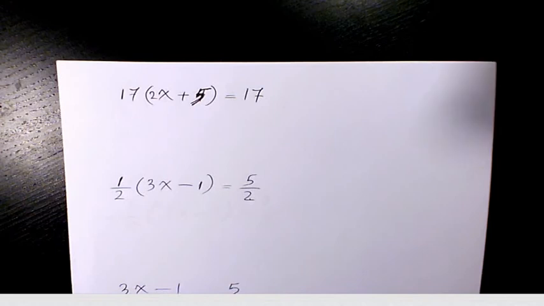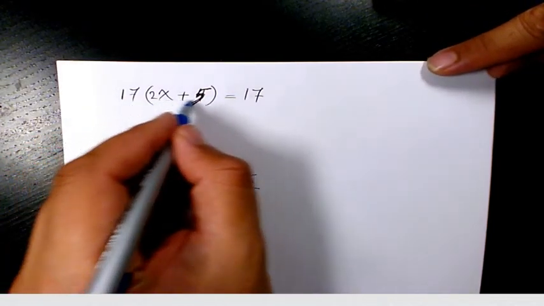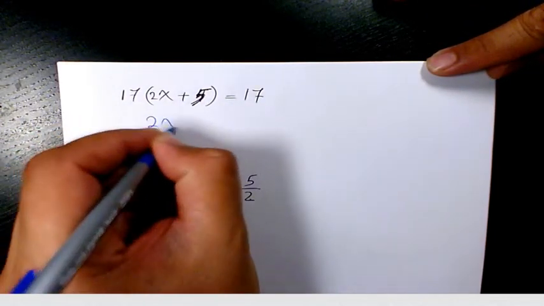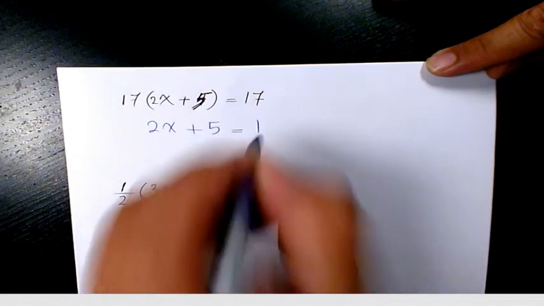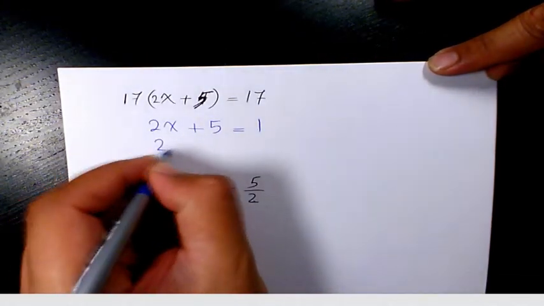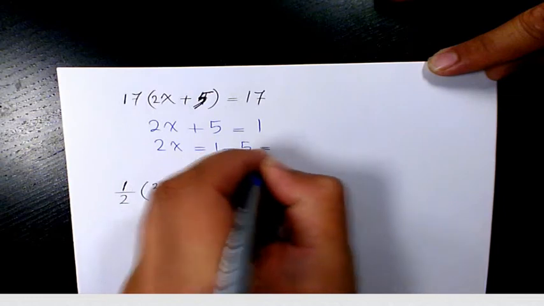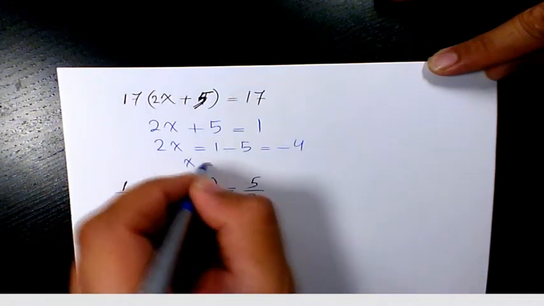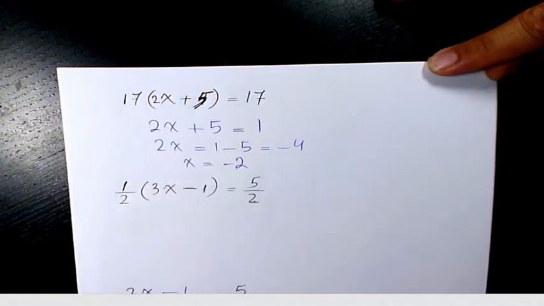Next example. 17 times 2x plus 5 equals 17. So we need to divide both sides by 17. 17 divided by 17 is 1. So 2x equals 1 minus 5, which is negative 4. So x will be negative 4 divided by 2, which is going to be negative 2.